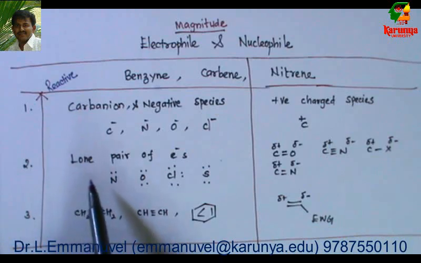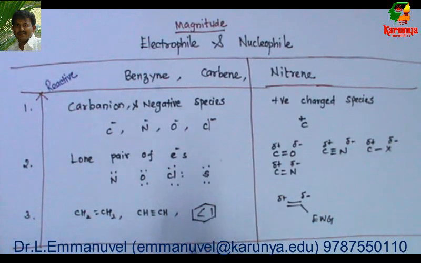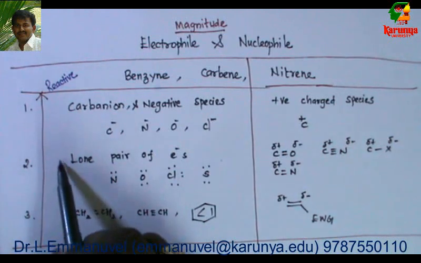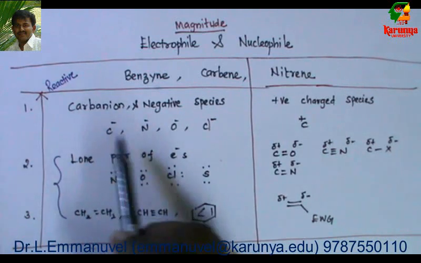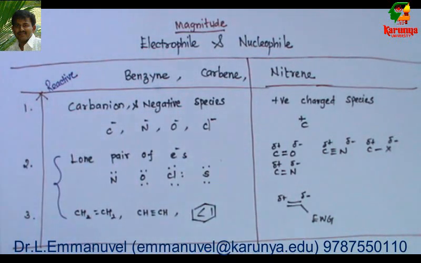Then afterwards lone pair of electron, then alkene, alkyne and aromatic ring. So these things, they are not that much reactive and they exist in the molecule as such. But these negatively charged species, they will not exist. Even if they exist, they will be highly reactive.